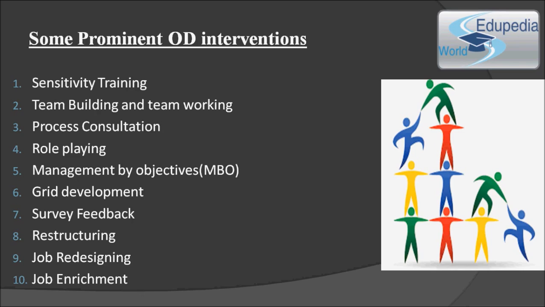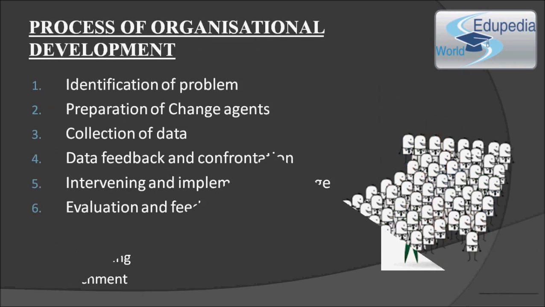The last three are restructuring, job redesigning, and job enrichment. These three are the field of HRM. When you restructure the organization, when you redesign the jobs, or the job analysis, the task to be done in a job, or you enrich the job of the people by transforming here and there, by giving them opportunity to work on more skills. This is how the interventions take place.